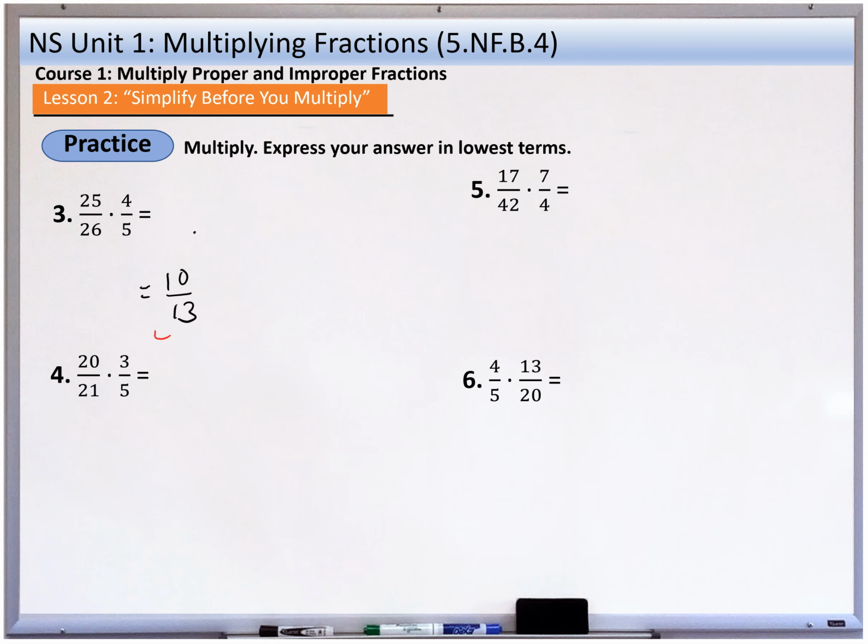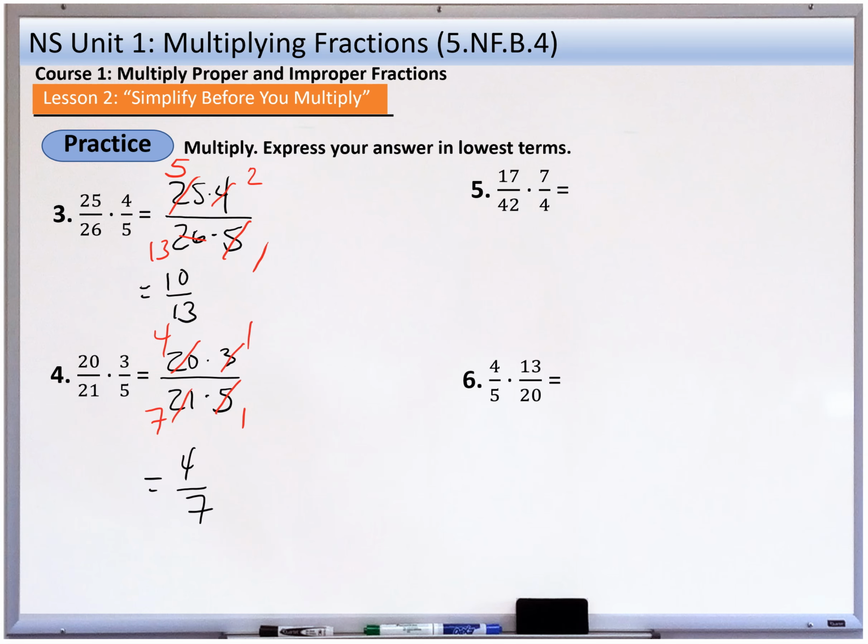Okay, let's see if we can wrap this up. Answer number 3: 25 to 26 times 4 to 5. Simplify the 25 and the 5 by 5, and I can simplify the 4 and 26 by 2. 10 to 13. 20 to 21 times 3/5. I can simplify the 3 and the 21 by 3, and the 5 and the 20. 4/7. I'm going to go over, guys.